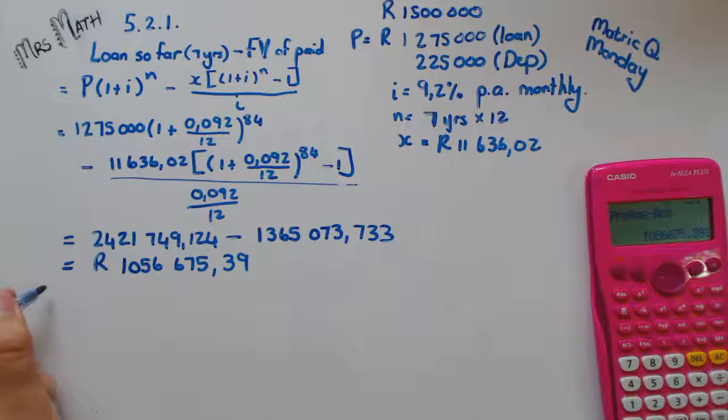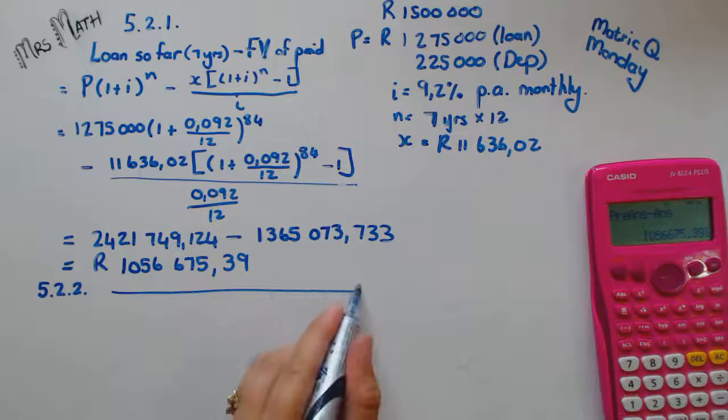Okay, so 5.2.2 says after 7 years due to financial difficulty, Harry misses 5 consecutive payments. Thereafter, he continues making monthly payments into the loan account until the end of the 20-year period. Calculate the value of the new monthly installment to settle the loan.